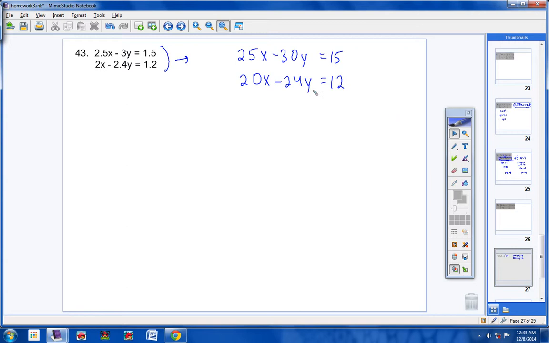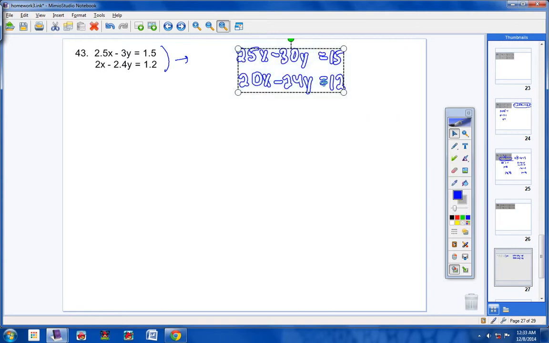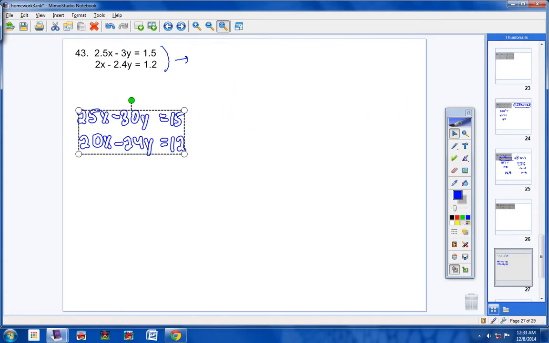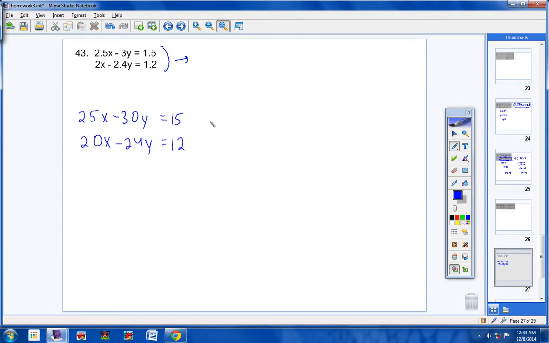Now, like I taught you in the last problem, let's go ahead and reduce these equations, okay? So the top equation here, 5 goes into all of these. So 5x minus 6y equals 3, okay? Now here, 4 goes into all of these. So 5x minus 6y equals 3. Look at that. When you reduce the fractions, they end up being the same. So now we're going to use elimination, okay? Like we're supposed to.